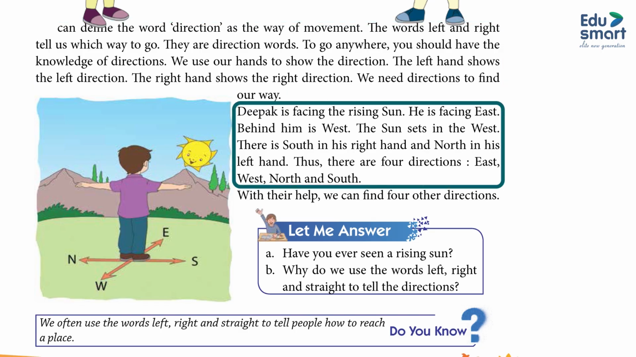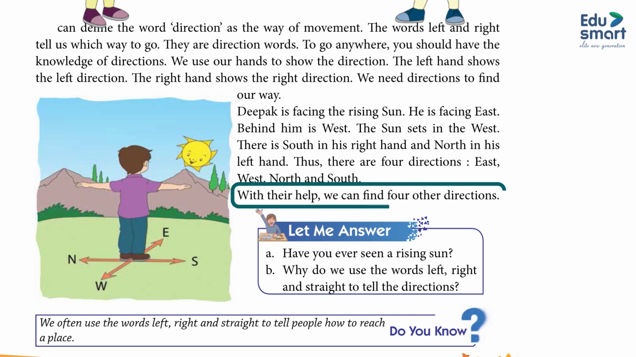Deepak is facing the rising sun. He is facing east. Behind him is west. The sun sets in the west. There is south in his right hand and north in his left hand. Thus there are four directions: east, west, north and south. With their help, we can find four other directions.